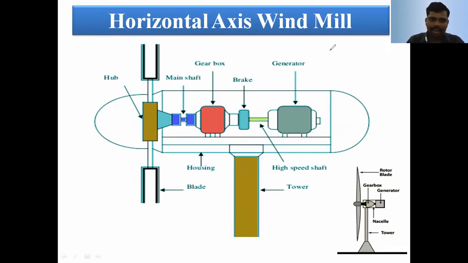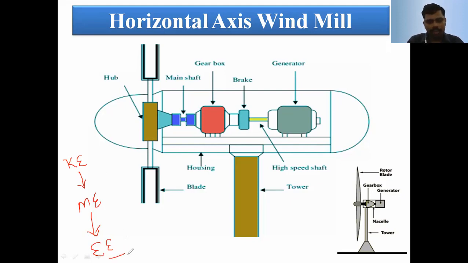Here in this horizontal axis windmill, wind caused by the pressure gradient rotates only in a 180-degree deflection. Wind carries kinetic energy. Further, this kinetic energy is converted into mechanical energy, and then the mechanical energy is converted into electrical energy with the help of the turbine and then the alternator.